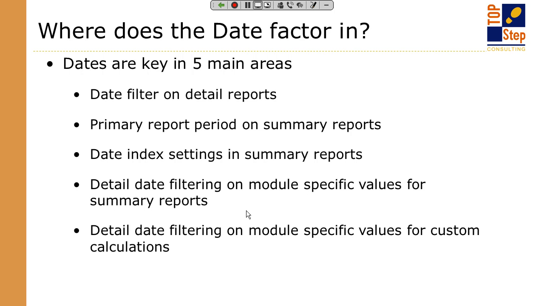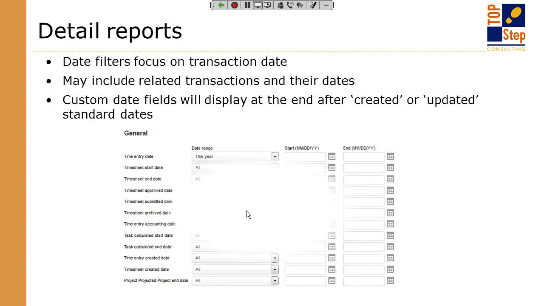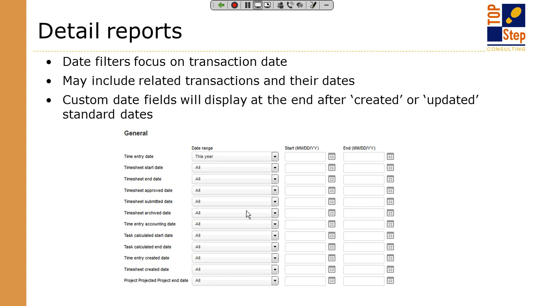So the first one is detail reports. Like I said, this one is probably the one that's the most obvious for everyone. And I picked one of the most robust detail report date filters, which is the time entry date filter. In detail reports, the whole date control is based on the transaction date. Detail reports focus on a single table, basically.